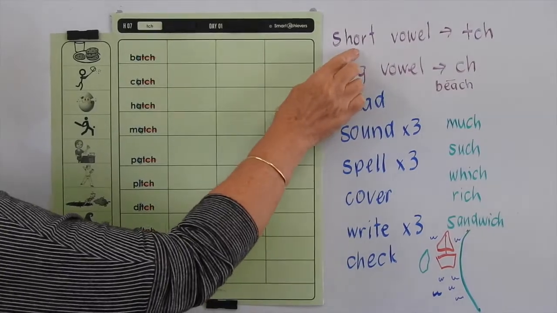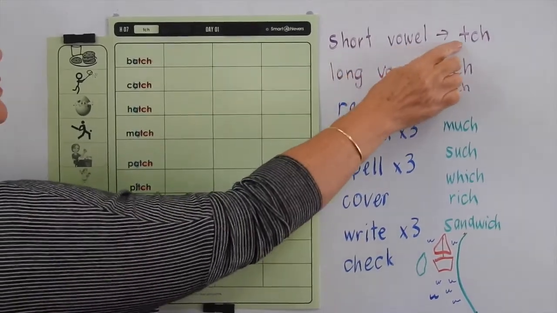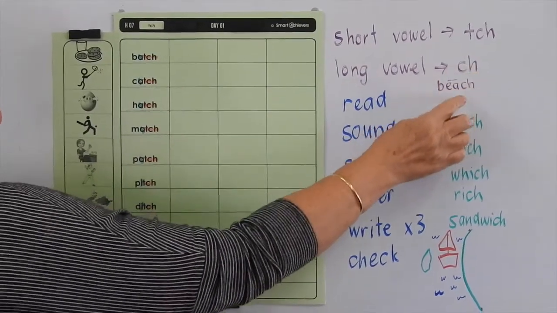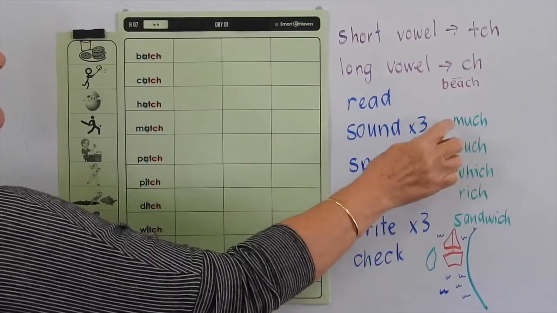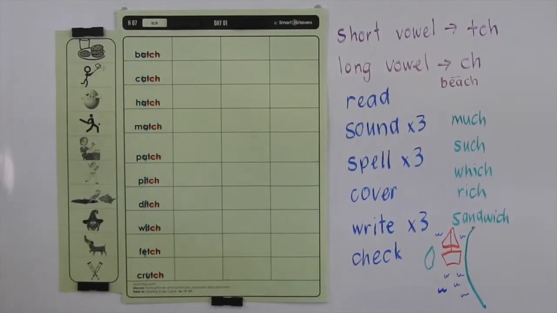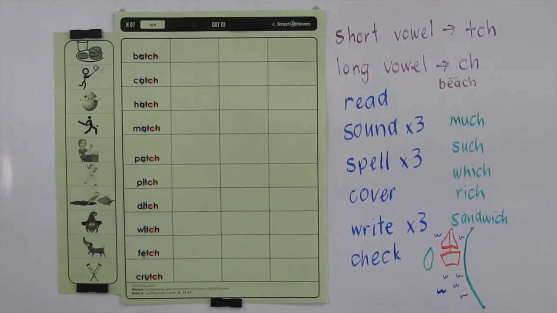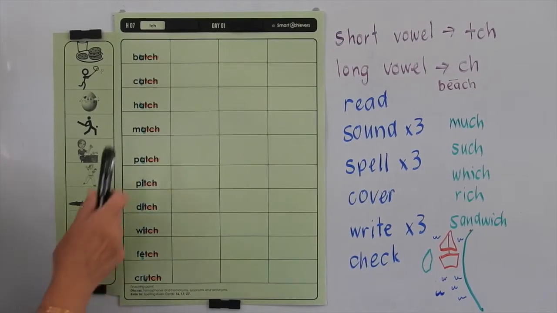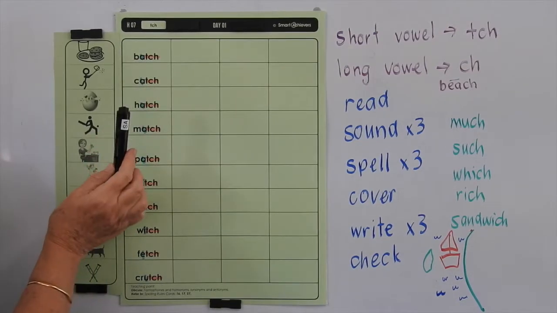So normally the English rule is if we have a short vowel, we put TCH. If we have a long vowel sound, we put CH, such as in beach. And we have these 5 exceptions because we've pinched those words from another language, from Old German. Okay, so the thing to look at now is what these words mean.